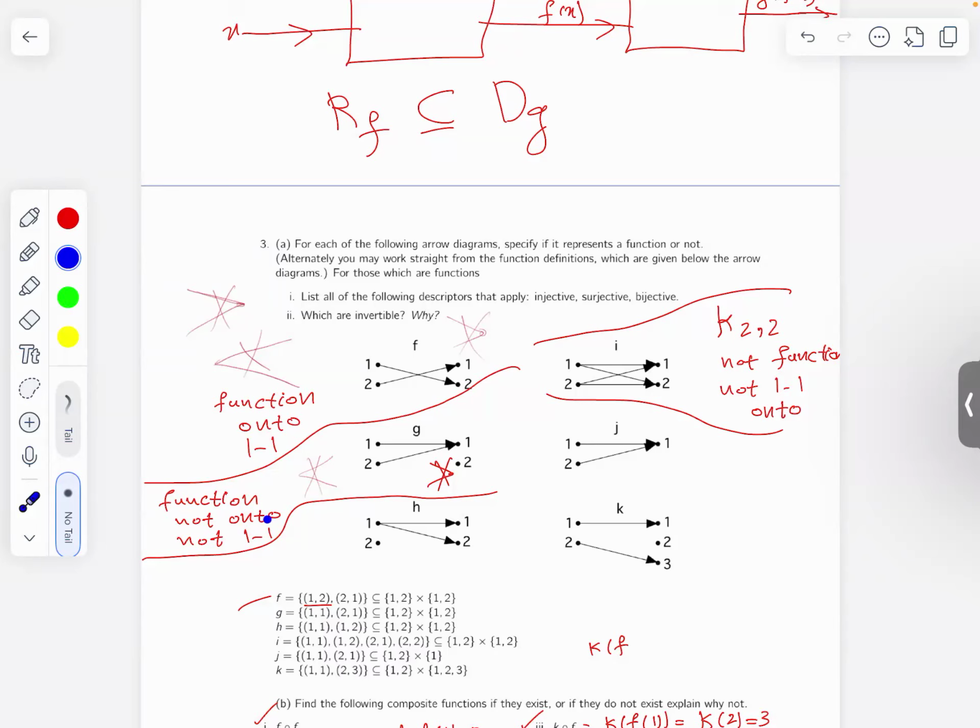Function, not onto or not one-to-one. Here you see that this is a function because we don't see such a scenario. You should practice these things so you won't get confused. But we see this one here. It's not one-to-one because we see this scenario. And it doesn't cover 2.